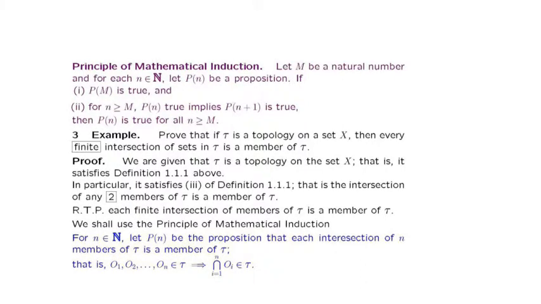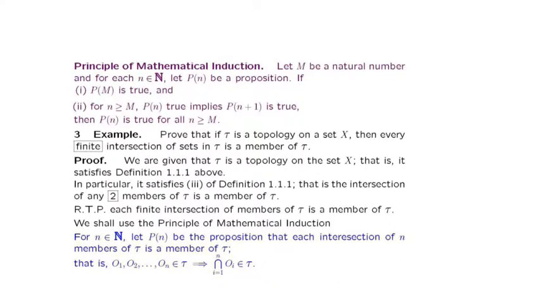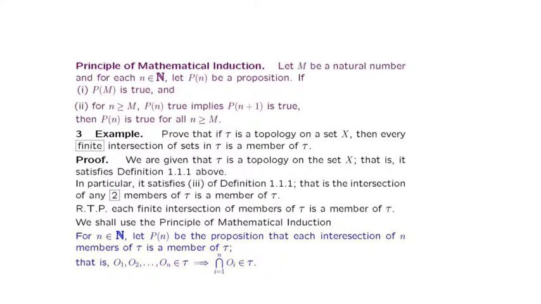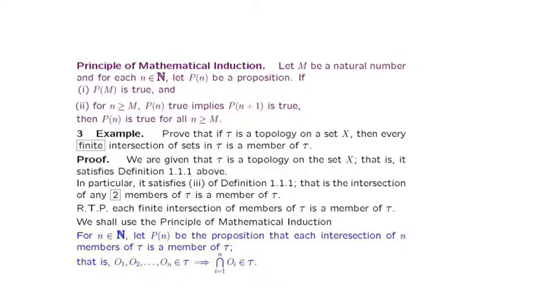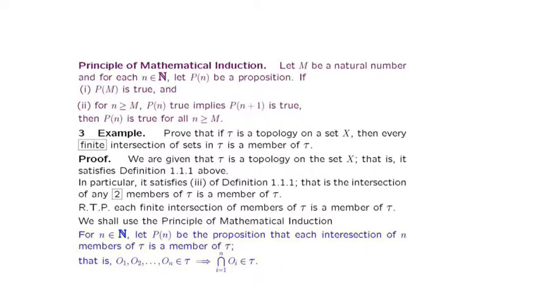So in this problem, for each n belonging to N, let Pn be the proposition that each intersection of n members of τ is a member of τ. That is, Pn is the statement: O1 up to On in τ implies the intersection from i equals 1 to n of Oi is also in τ.